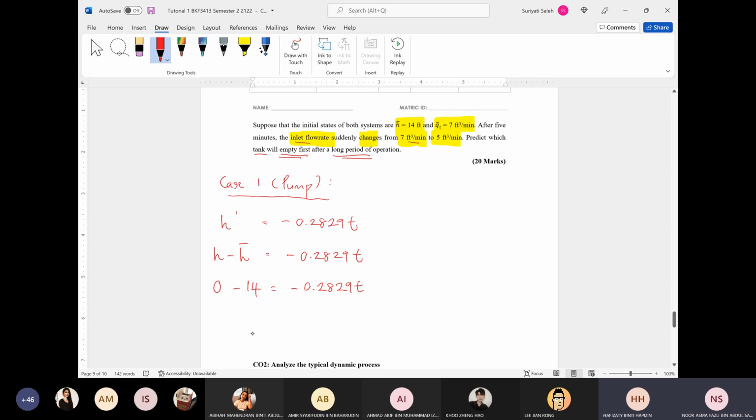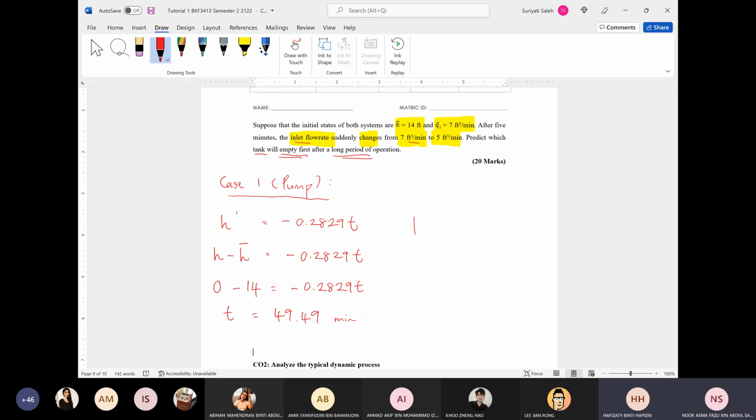In this case, we already substitute the value so we can determine the time. How long will it take for the tank to empty from 14 to 0? Based on this, we find the value of the time, 49.48749 minutes. So this is the time needed for the tank to become empty.